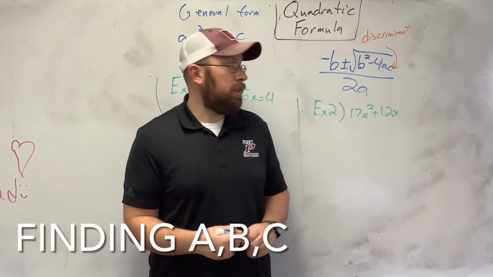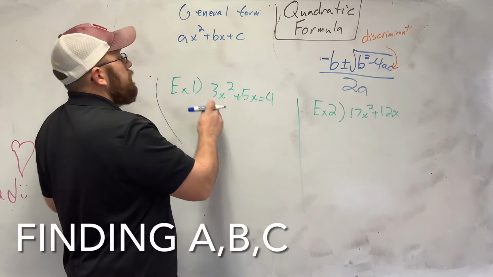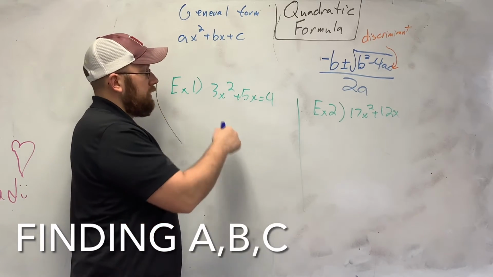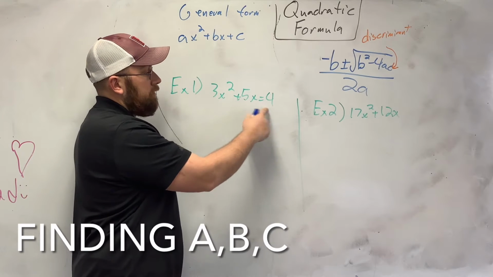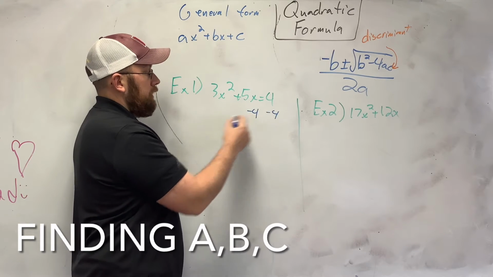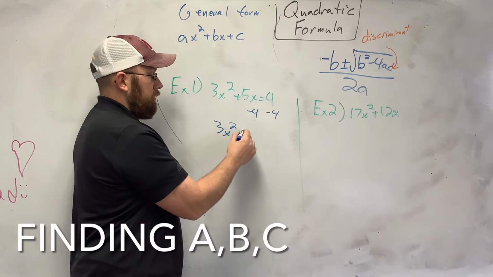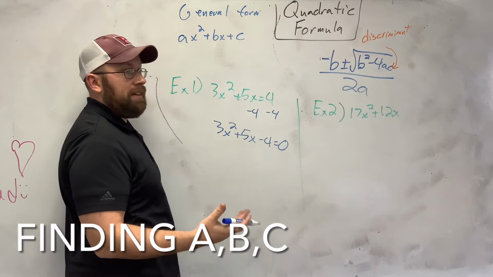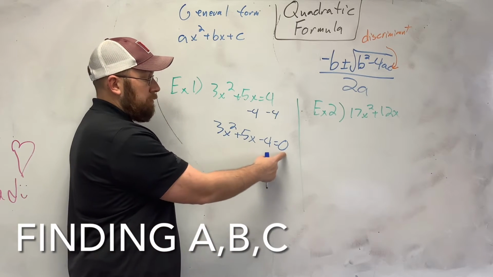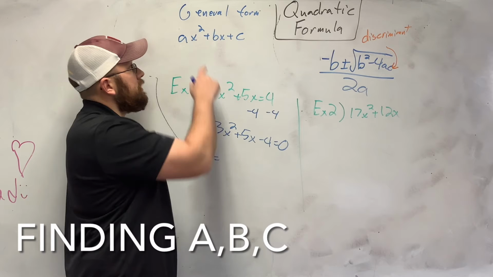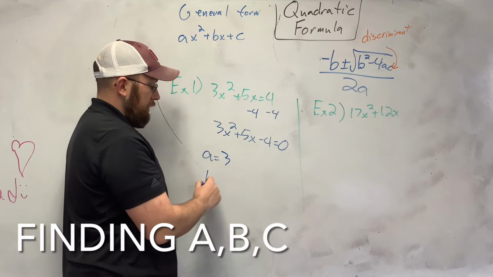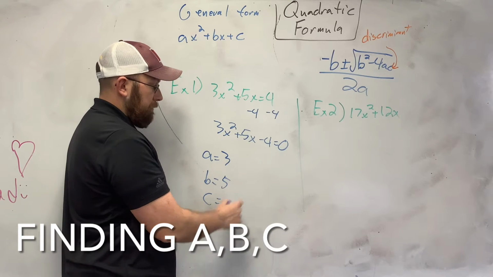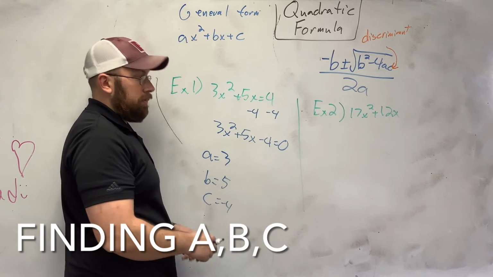All right, before we get to the fun part, we need to do this boring part. So I'm going to show you how to get the a, b, and c, or just where they're at. So I'm going to bring the 4 over, because just like factoring, you have to have everything on one side equal to 0. So now my a is just the first number here, so 3. b is my second number. And c is just that back number without a variable, negative 4.